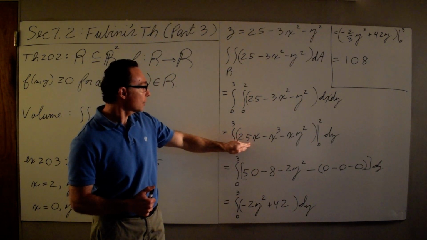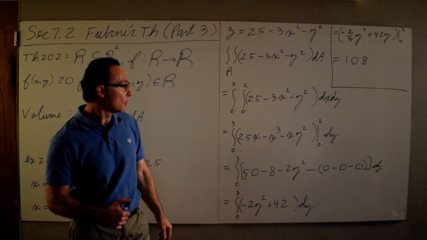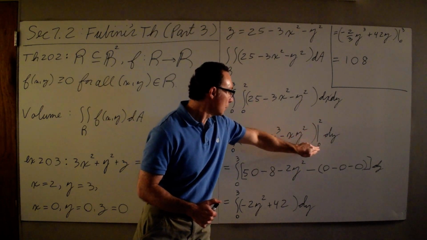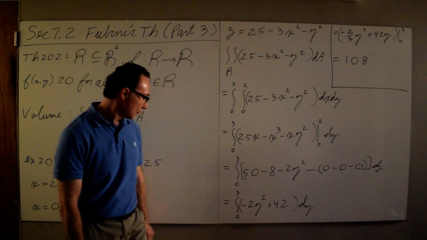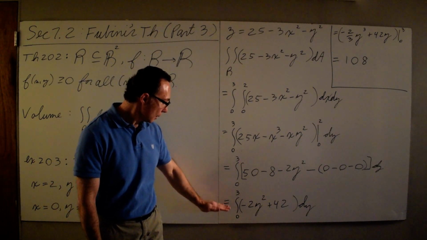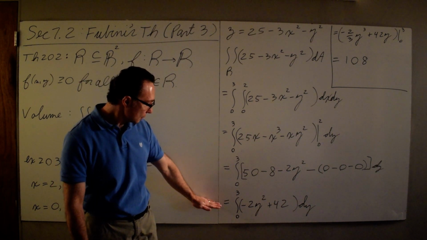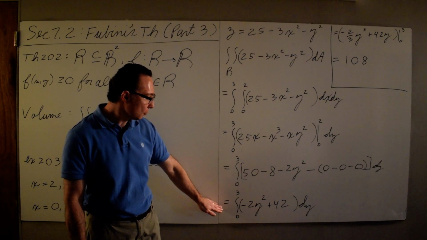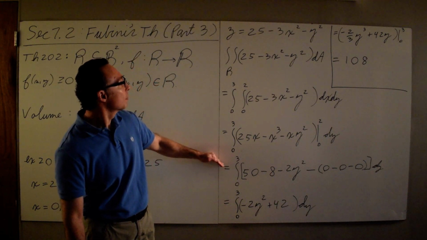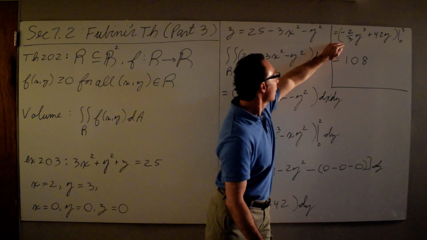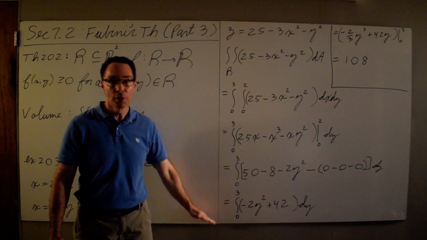We have 25x minus x cubed minus xy squared. We'll substitute 2, we substitute 0, and we'll subtract. And we simplify that. And now we have the integral from 0 to 3 of a function of y. This is now just a calculus 1 problem. So we find the antiderivative here, which is going to be negative 3 halves y plus 42y. Our limits of integration are 0 to 3. So we find the antiderivative, we did that up here. Substitute 3, substitute 0, subtract, and the volume is 108.